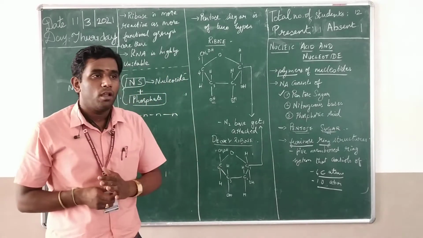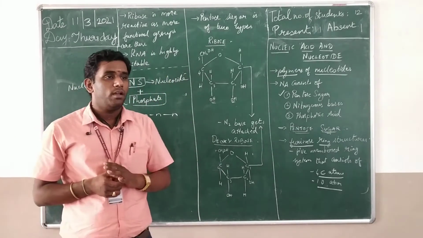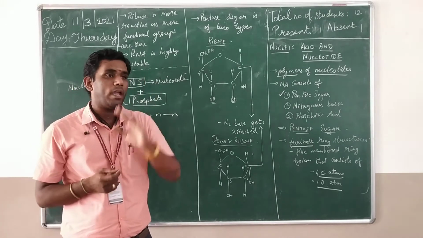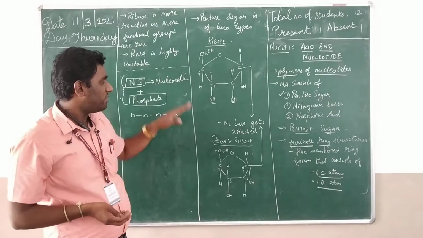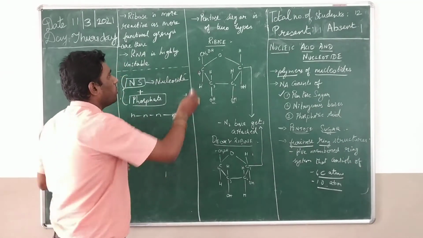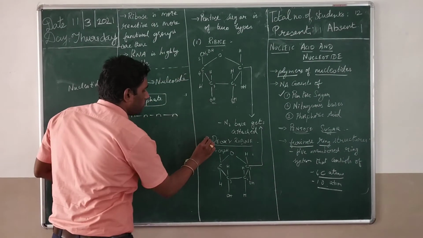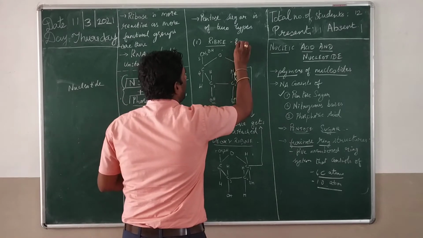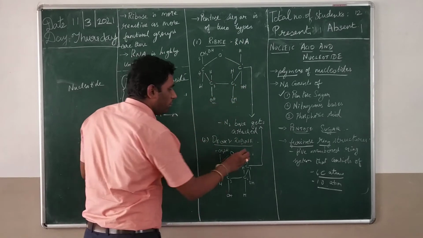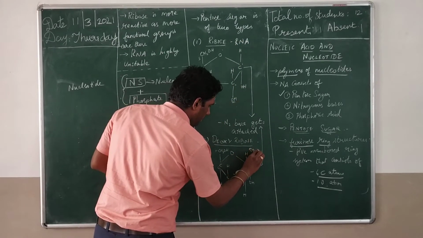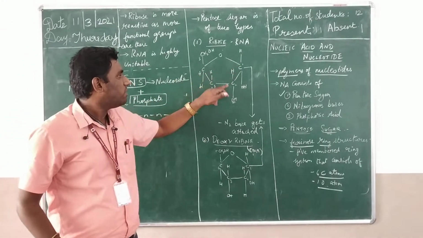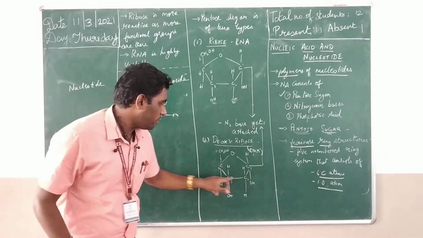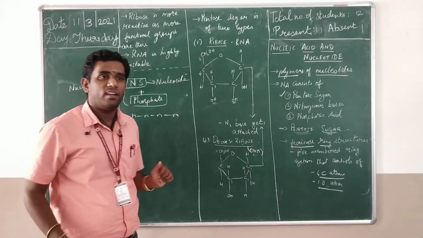Is it clear, children? Now this pentose sugar is basically divided into 2 categories. The first one is the ribose sugar. The second one is the deoxyribose sugar. Ribose sugar is found in RNA and deoxyribose is found in DNA. The structures are the same. If you find C, C, C, C and one more C here, here also you can find the 4 C's and 1 C that is attached to the C.